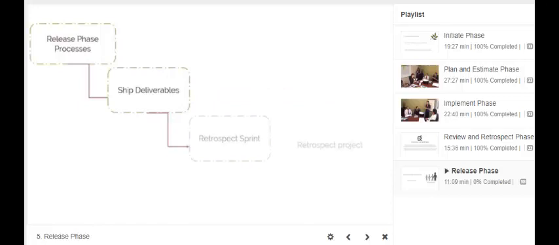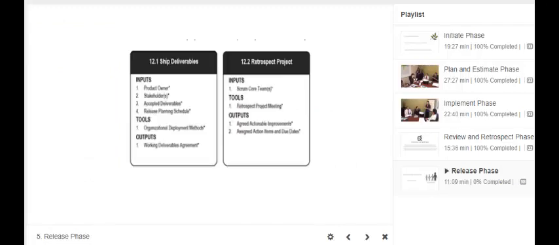The second process is retrospect project. In this process, which completes the project, organizational stakeholders and Scrum core team members assemble to retrospect the project and identify, document, and internalize the lessons learned. Often, these lessons lead to the documentation of agreed actionable items to be implemented in future projects. We have a diagram here to show the mandatory inputs, tools, and outputs for processes in the release phase.